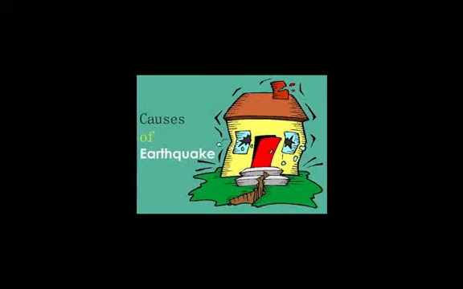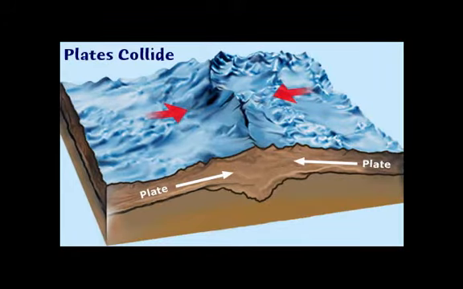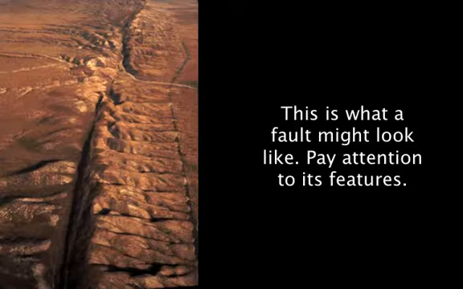I'm sure you are thinking, what causes an earthquake? Well, I'm here to tell you. The layers that make up our Earth have tectonic plates that move around and bump into each other. The edges of the tectonic plates have many faults, which is what most earthquakes occur on.